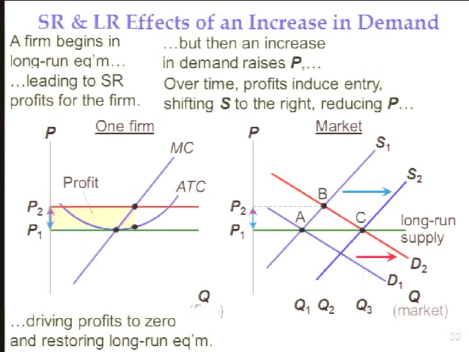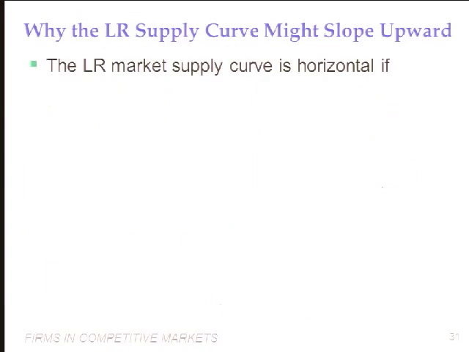The only entrant that is going to be faced with zero economic profit is the marginal firm that enters last, that has the highest cost. Okay? All the other firms in the industry that have lower costs are going to capture positive economic profits. Right? Okay.